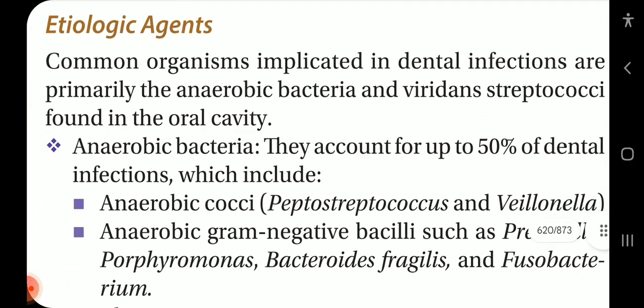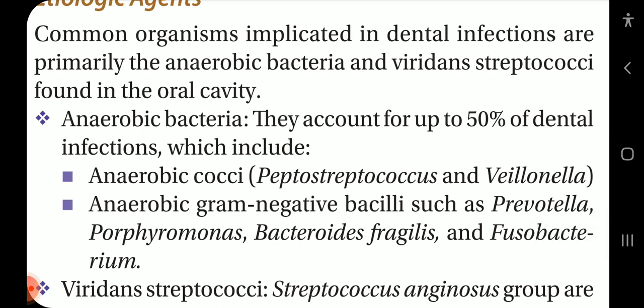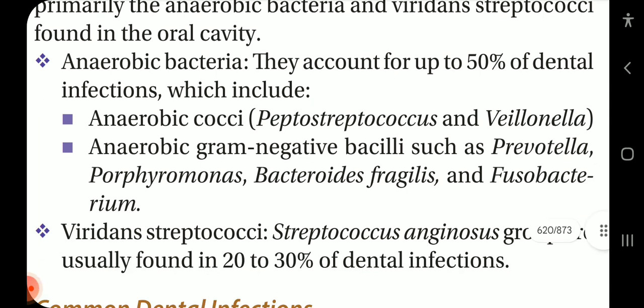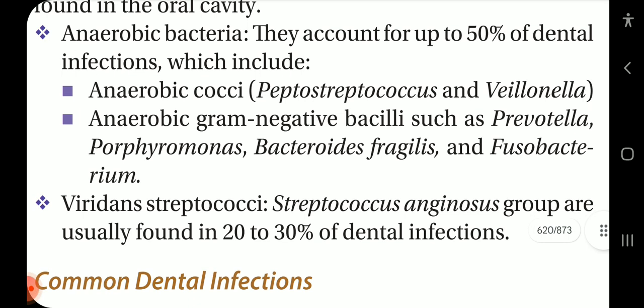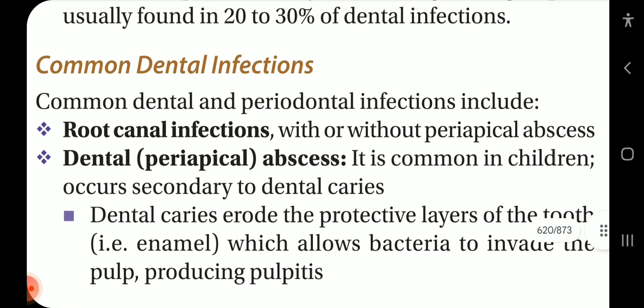Etiologic agents. Common organisms implicated in dental infections are primarily the anaerobic bacteria and virulent streptococci found in the oral cavity. Anaerobic bacteria account for up to 50% of dental infections, and include anaerobic cocci, Peptostreptococcus and Veillonella, and anaerobic gram-negative bacilli such as Prevotella, Porphyromonas, Bacteroides fragilis and Fusobacterium. Virulent streptococci like the Streptococcus anginosus group are usually found in 20 to 30% of dental infections.